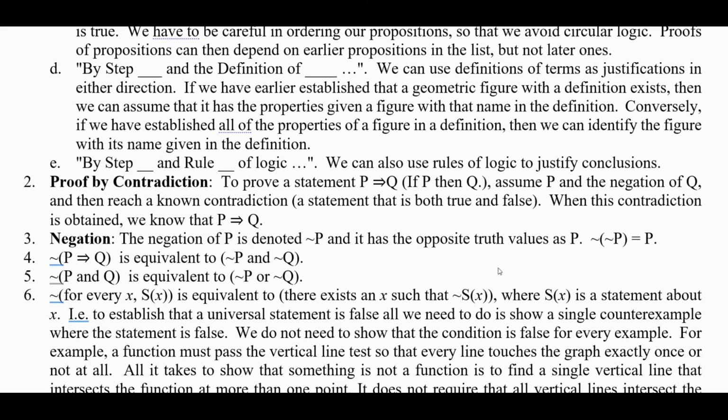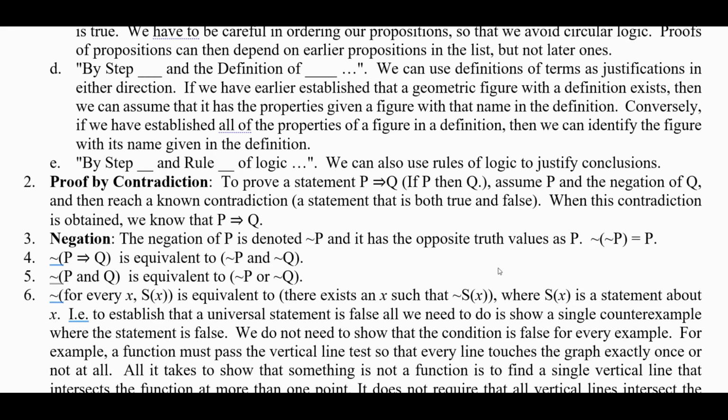We can sometimes do a proof by contradiction. Sometimes at the very first part of geometry, a lot of our proofs are done this way. To prove a statement P implies Q, in other words, if P is true, then Q is true, assume that P is true, and we assume the negation of Q. Assume that our final statement's not true. Taking these together, we use our postulates and theorems and so forth to reach a contradiction, a statement that's both true and false. When we reach this contradiction, we know that the only thing that could be wrong is our assumption of the negation of Q, and so we know that Q is true, and we have P implies Q.